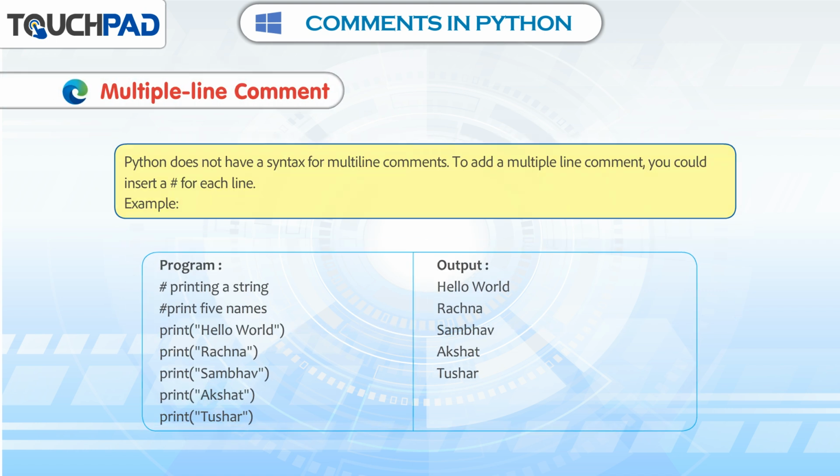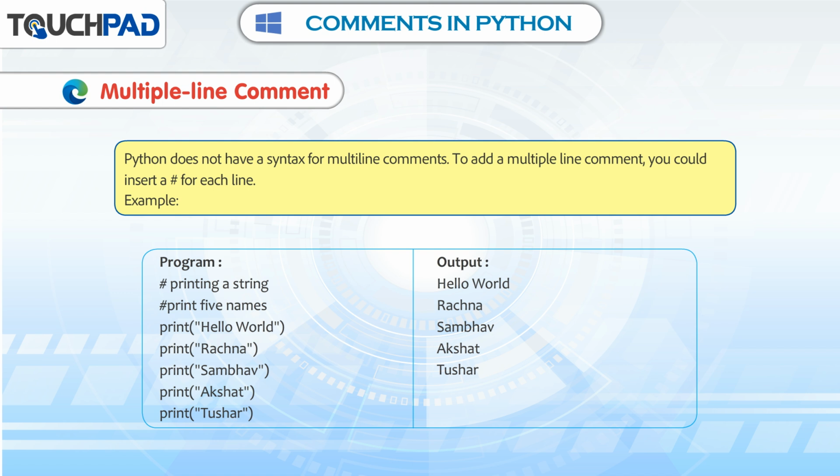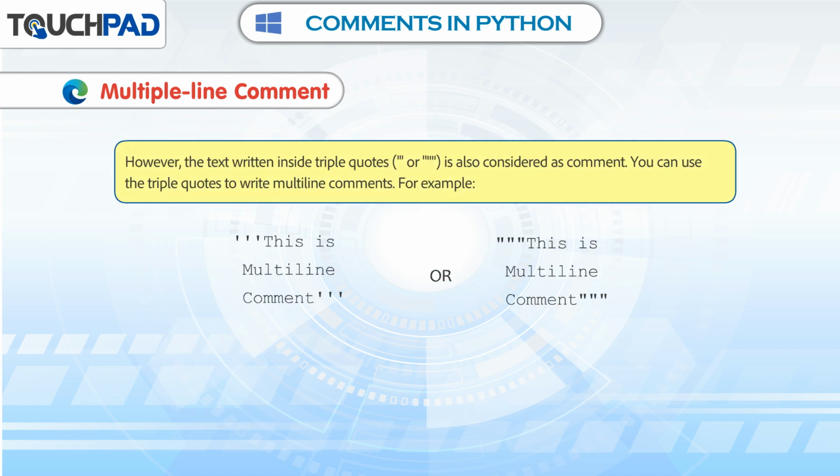Multiple-line comment. Python does not have a syntax for multi-line comments. To add a multi-line comment, you could insert a hashtag for each line. Example: However, the text written inside triple quotes is also considered as comment.